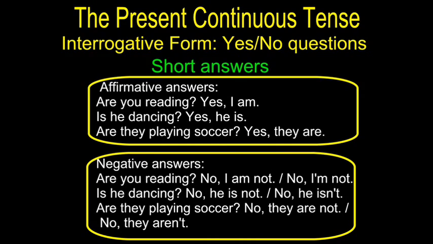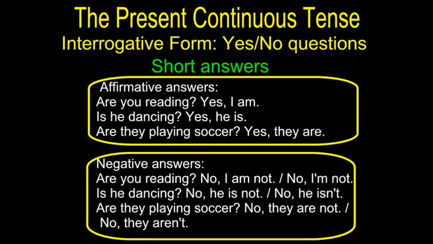Short answers for yes-no questions can be affirmative or negative. Affirmative answers: are you reading? Yes, I am. Is he dancing? Yes, he is. Are they playing soccer? Yes, they are. Remember that for affirmative short answers, you should not use the contracted form of the verb to be. So you should not say, yes, I'm. It's wrong to say that. Or yes, he's. Or yes, they're.